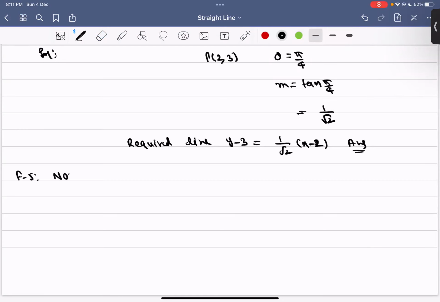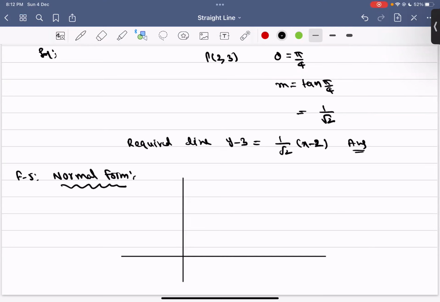Form 5, normal form. See, in normal form, suppose this is the y-axis and x-axis, and this is the straight line. You need to find this straight line's equation. So for that, this is the origin. From the origin, you drop the perpendicular on the required straight line. So this angle is 90 degrees. The angle made by the perpendicular dropped from origin to the required line is some alpha.